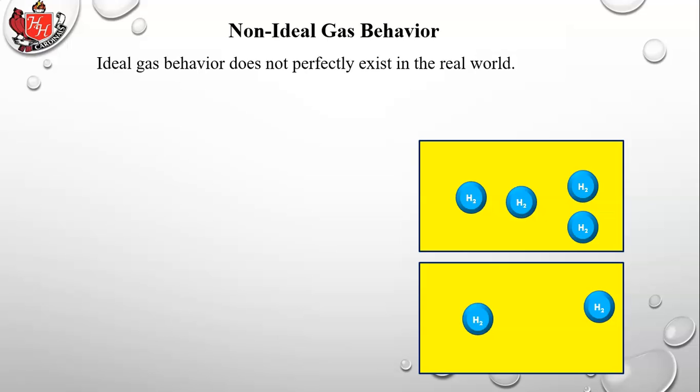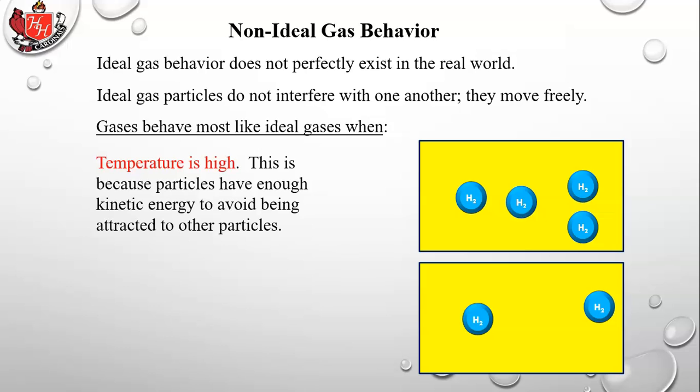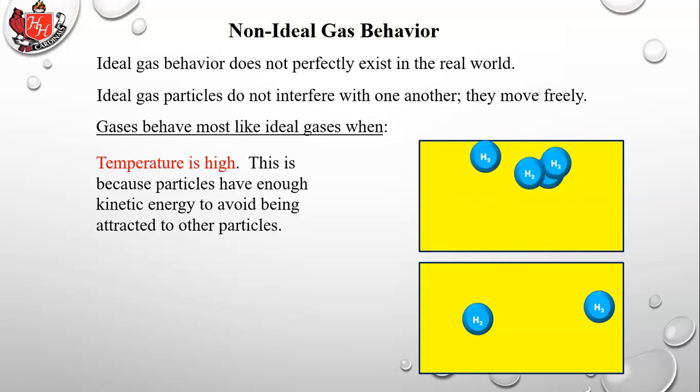Ideal gas behavior does not perfectly exist in the real world. Ideal gas particles do not interfere with one another. They move freely. Gases behave most like ideal gases when the temperature is high. This is because the particles have enough kinetic energy to avoid being attracted to other particles. That goes back to the very first concept we talked about. A gas exists when it has enough kinetic energy to break away from the attractive forces, the Coulombic forces of other molecules and atoms. So if they're at high temperature, they will do that. They won't tend to stick together.